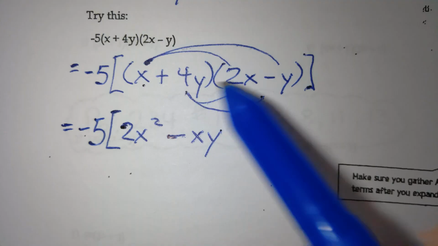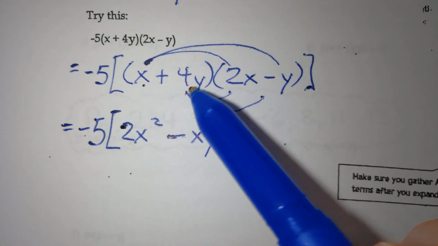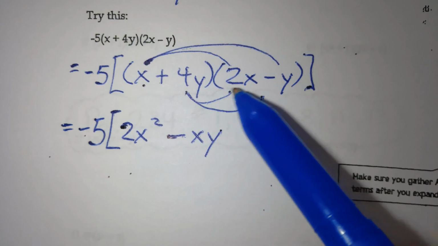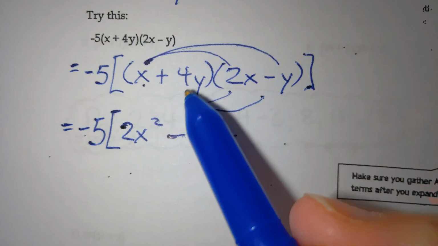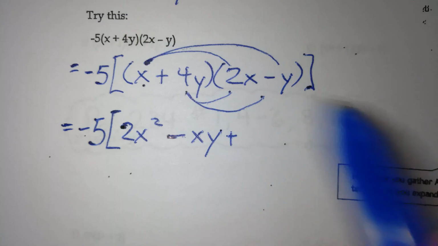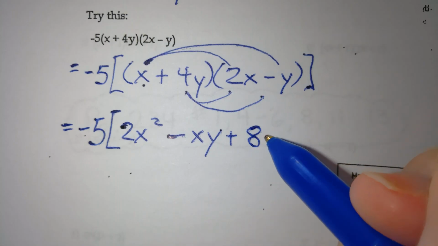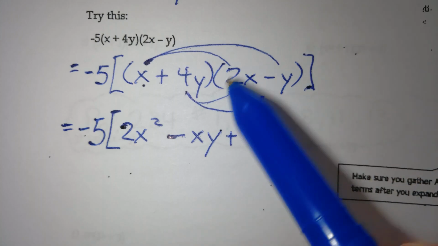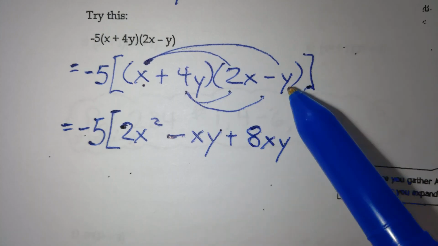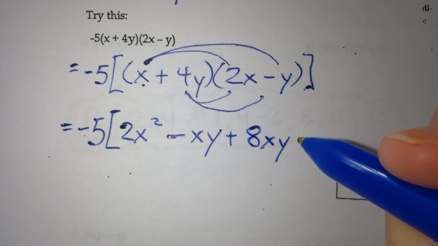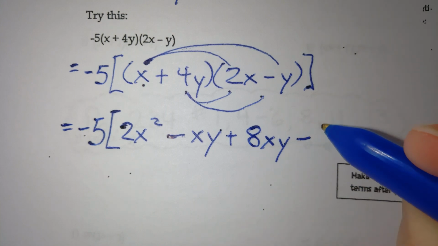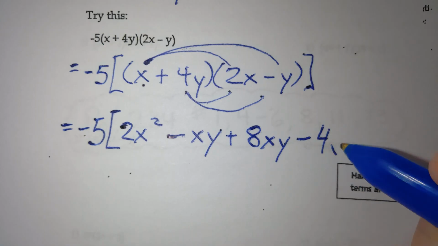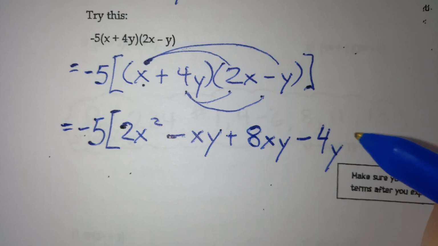What about 4y times 2x? Okay, so the 4 times 2 first. 8. Okay, yeah, good. And then lastly, 4y times -y. Negative 4y what? Good. Okay.